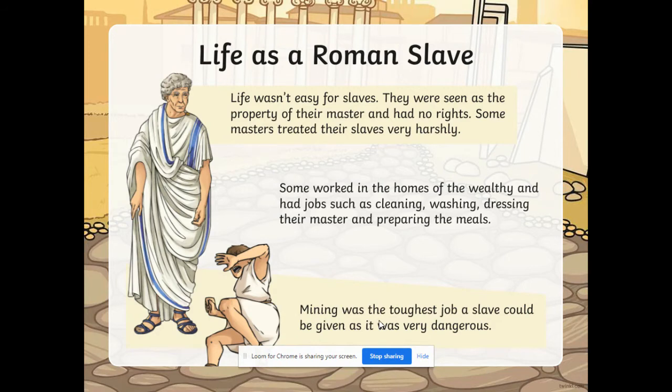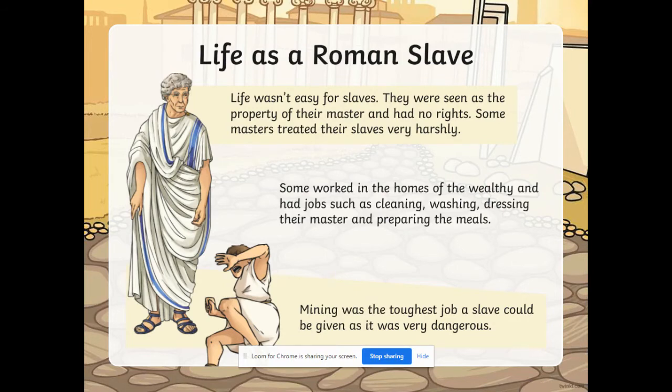Mining, so mining for gold and metal, was the toughest job a slave could be given as it was very dangerous. So mining for the roads they made, like the stone. You need to mine for stone, like quarries, and mine for gold for all their luxury items like necklaces and jewelry. They had to mine for metal, like steel, to make swords, helmets, and armors for all the soldiers that were conquering Europe, the Roman soldiers.